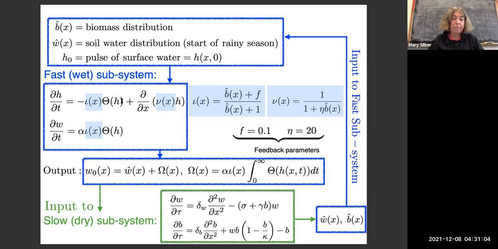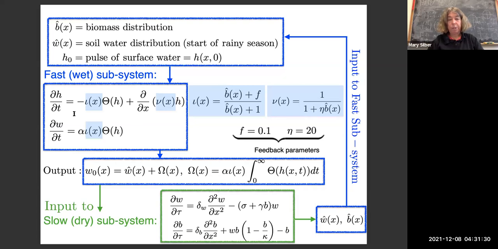This theta is a Heaviside step function. Basically we say the water's infiltrating as long as there's water on the surface, and then this fast system is done. So if you want to know how much water got deposited into the soil at each location, you have its infiltration rate, which depends on how much biomass is there, and then the length of time that there's water infiltrating.